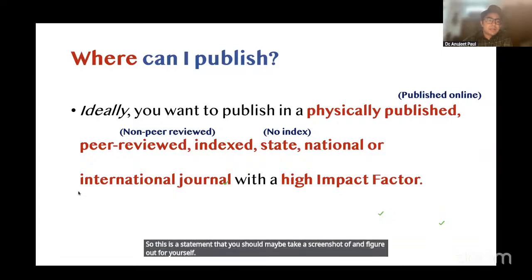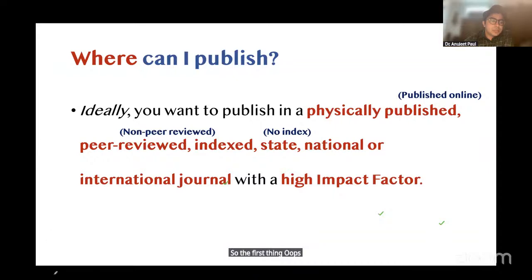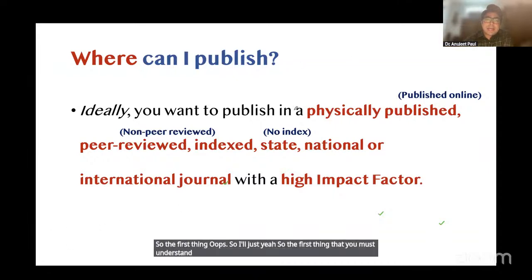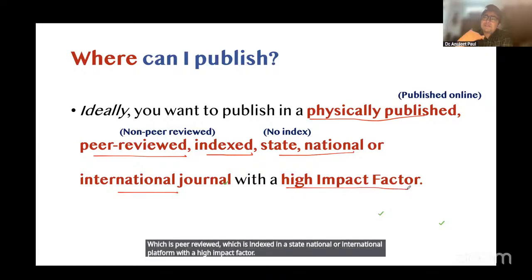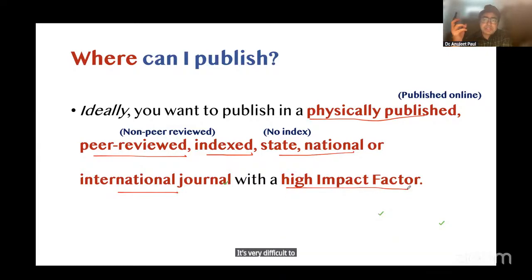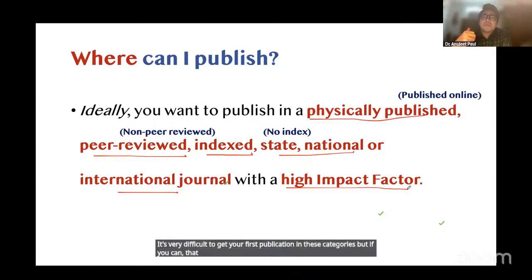So the first thing that you must understand over here is that ideally, it's not always possible to get an ideal situation, but ideally you should look for a physically published journal, which is peer reviewed, which is indexed in a state, national, or international platform with a high impact factor. It's very difficult to get your first publication in these categories, but if you can, it would go a long way in your career.